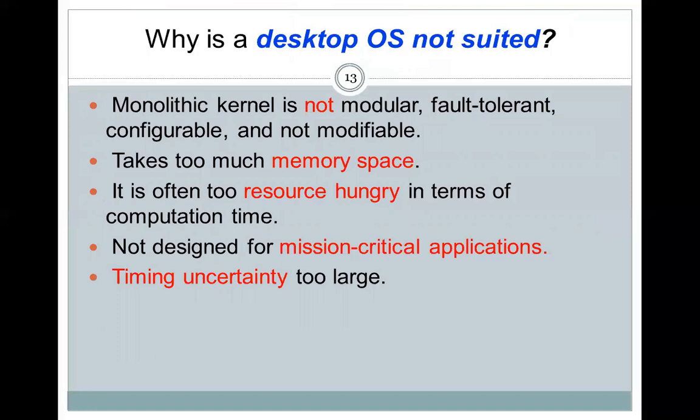Here is a question: why is a desktop OS not suited for embedded systems? The major drawbacks with desktop OS are: a monolithic kernel, which is present in desktop OS, is not modular. They are not modular, fault tolerant, configurable, and not modifiable. They take too much memory space. It is often too resource hungry in terms of computation time. Not designed for mission critical applications. Timing uncertainty is also large.